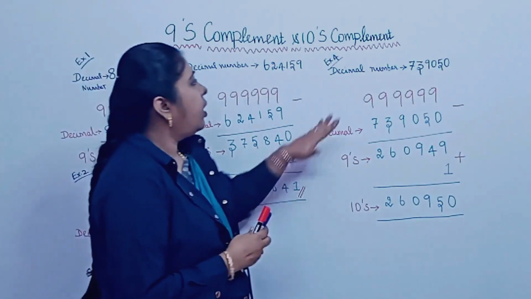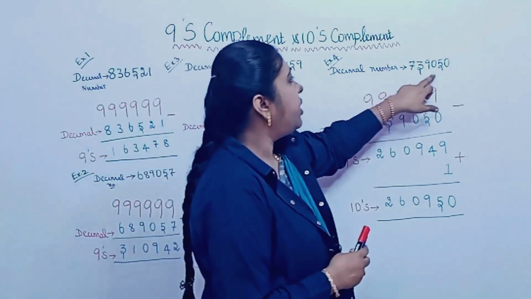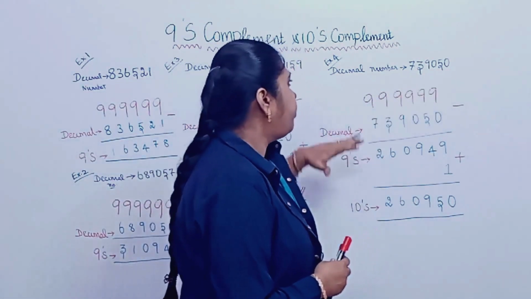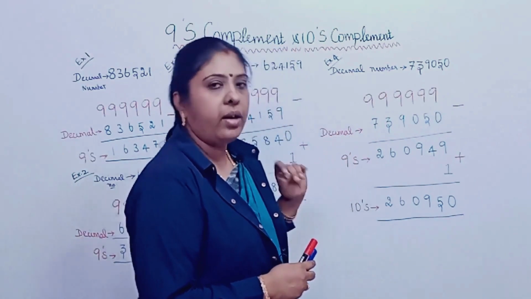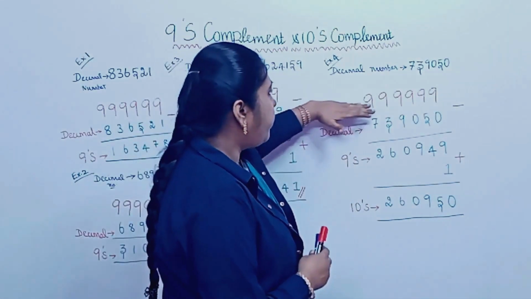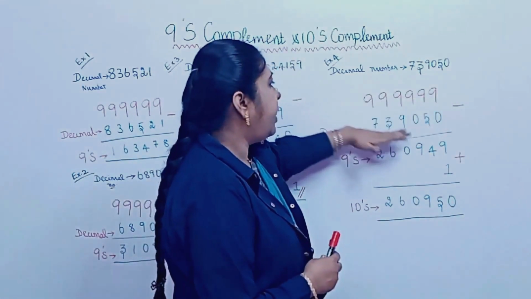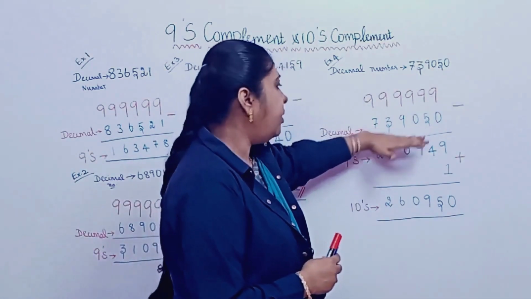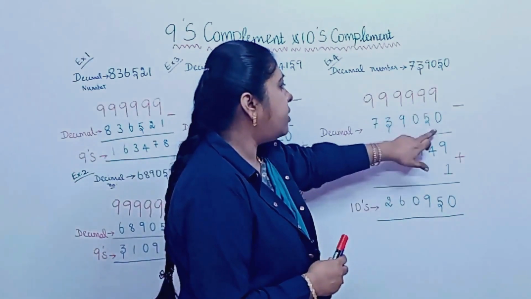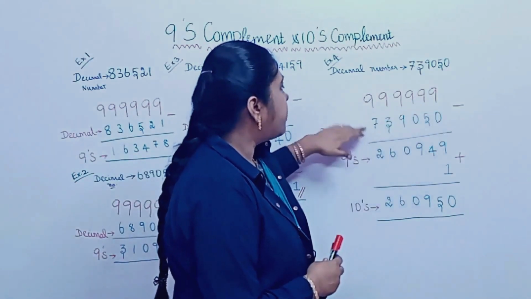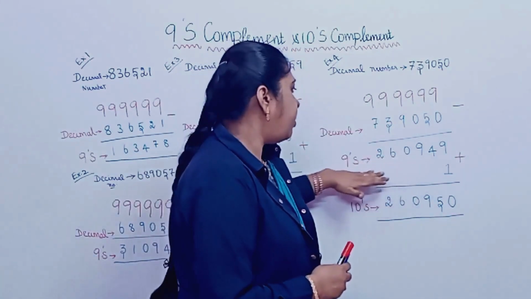Now consider another example. The given decimal number is 739050. First we have to convert to nines complement and then add 1 to the last digit. The decimal number is 6 digits, so 6 nines are placed here and subtracted, and we get the nines complement number: 9 minus 0, 0; similarly continuing till 9 minus 7, 2. The attained nines complement number is 260949.